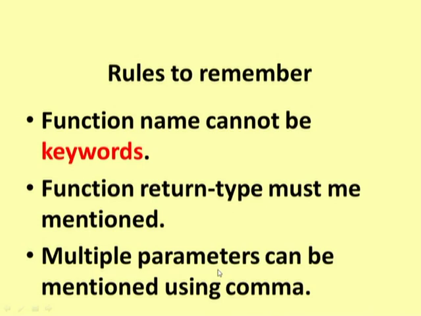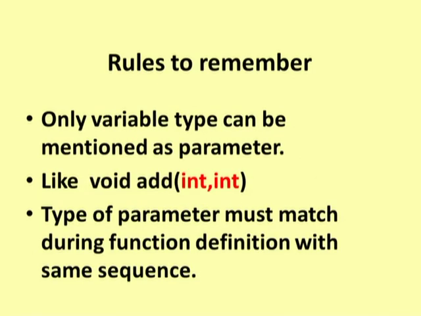Next point, multiple parameters can be mentioned using the comma. If my function takes one or two or more than two parameters, like the previous example, it takes two parameters, so I write int comma int. Same here, if you want to pass more than two parameters, you can do so by providing the comma. So you have to remember: the function name cannot be a keyword, the return type must be mentioned, and you can pass more than one parameter by providing the comma. Clear?